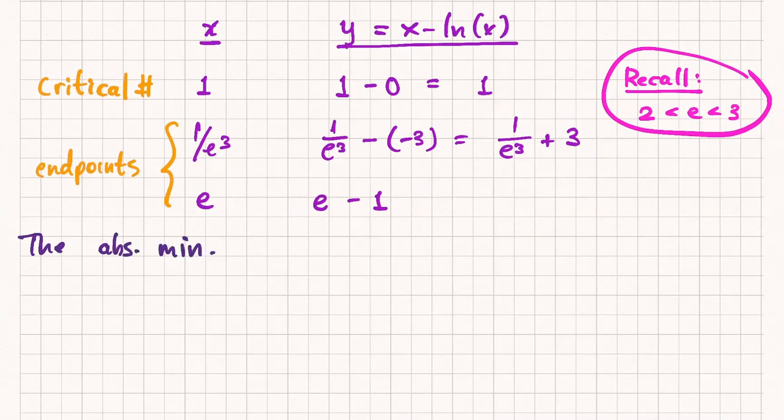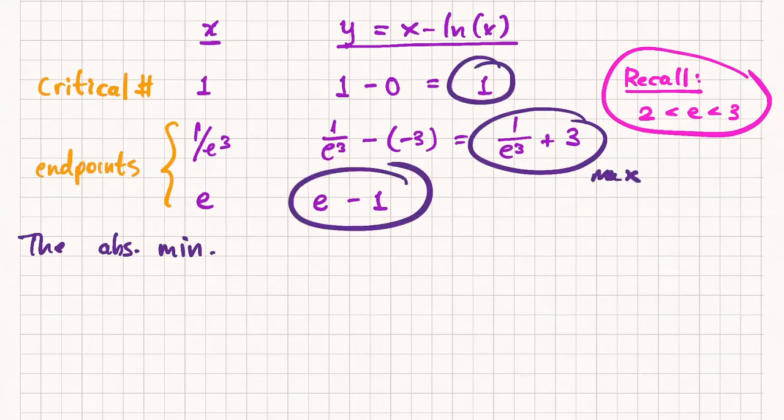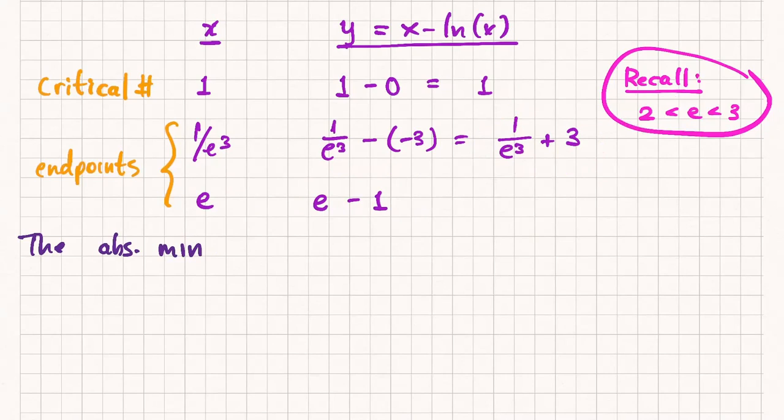What about the absolute minimum? All right, so now that we know that that's the max, 1 and e minus 1, which of those two is smaller? 1, because if e is bigger than 2, that means e minus 1 is bigger than 1. Just subtract 1 from both sides of that inequality. So e minus 1 is definitely bigger than 1. So the absolute min is 1, and the absolute max is 1 over e cubed plus 3.